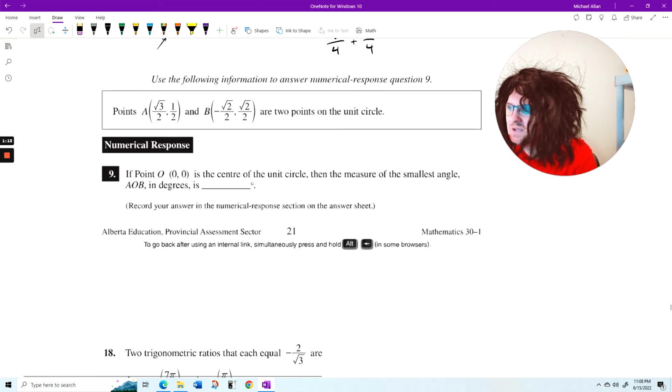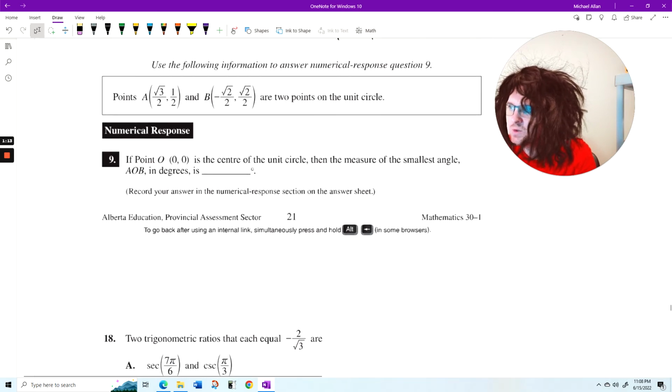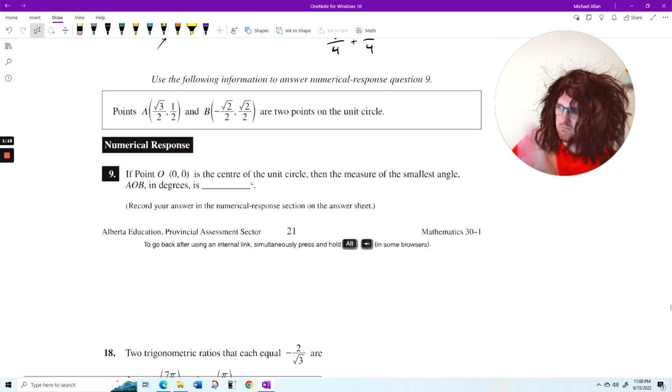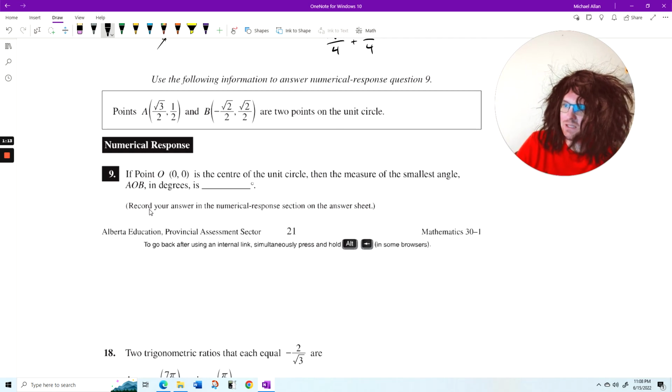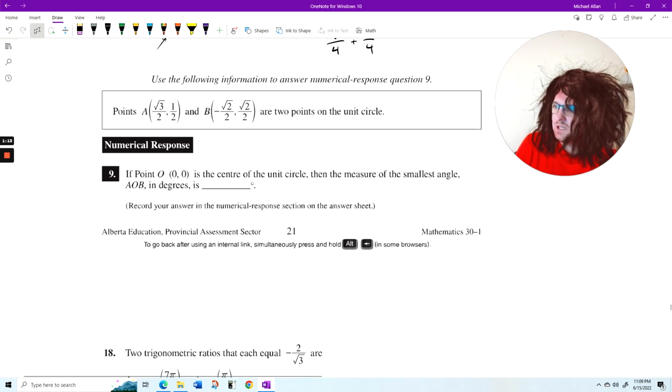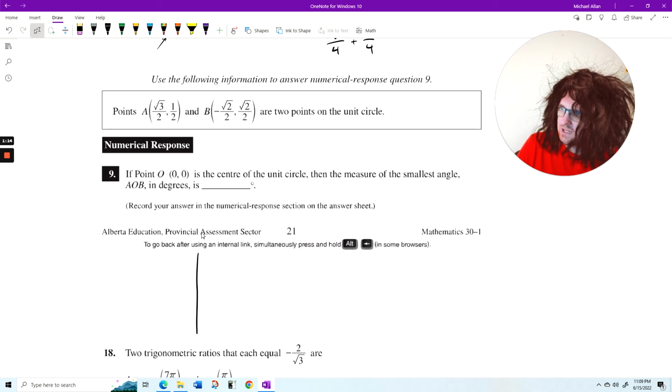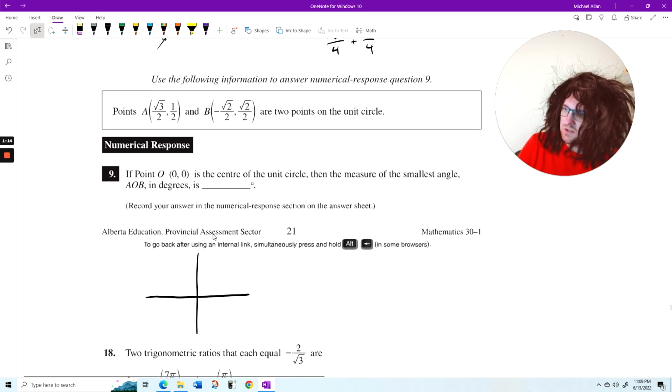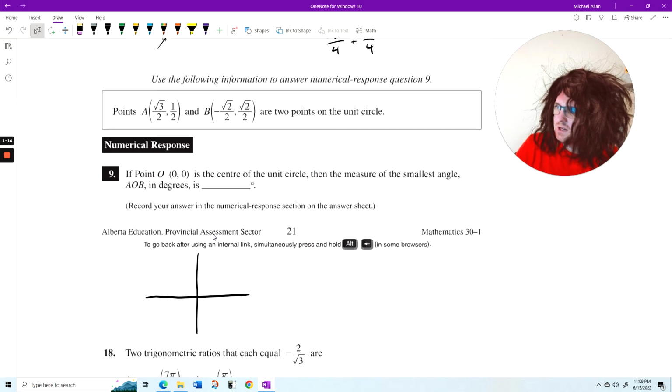These are two points on the unit circle. If the origin is 0, 0, which is the center of the unit circle, then the measure of the smallest angle between these two points, AOB, which is kind of a weird way to say that. I want to draw it down here. I don't really get too much space here. I guess I can use the space above there. I'll just use this, then I know this is probably the page break.